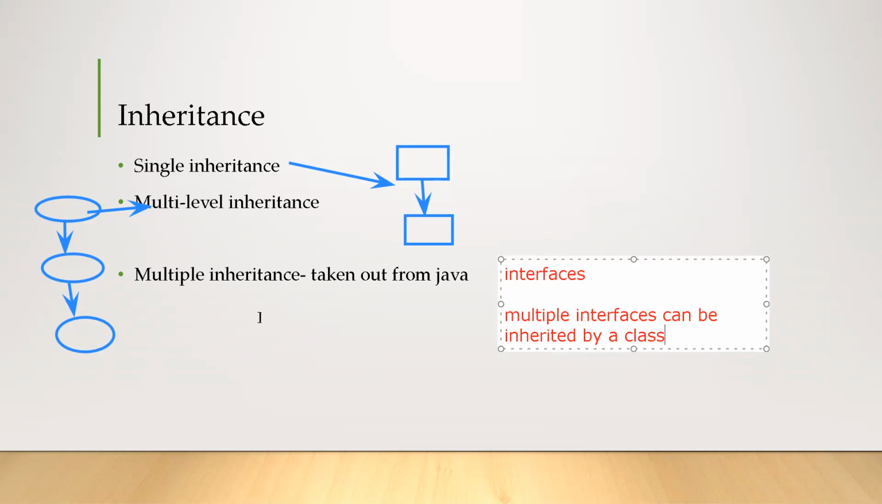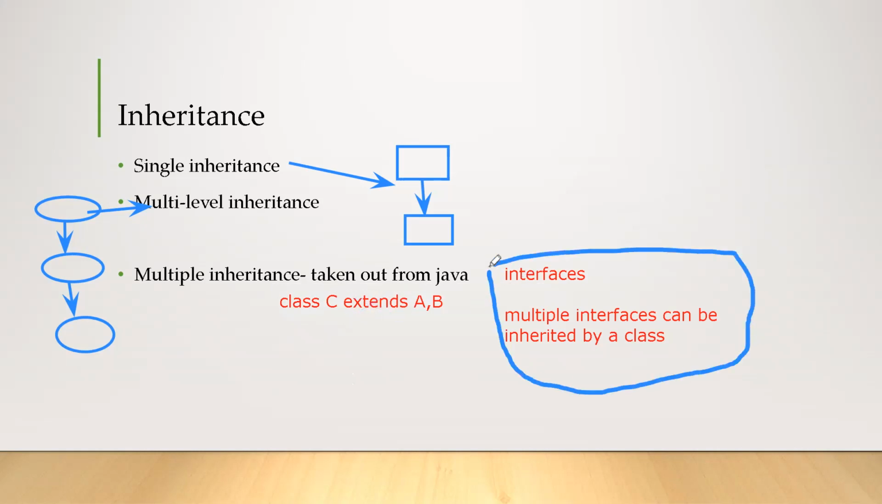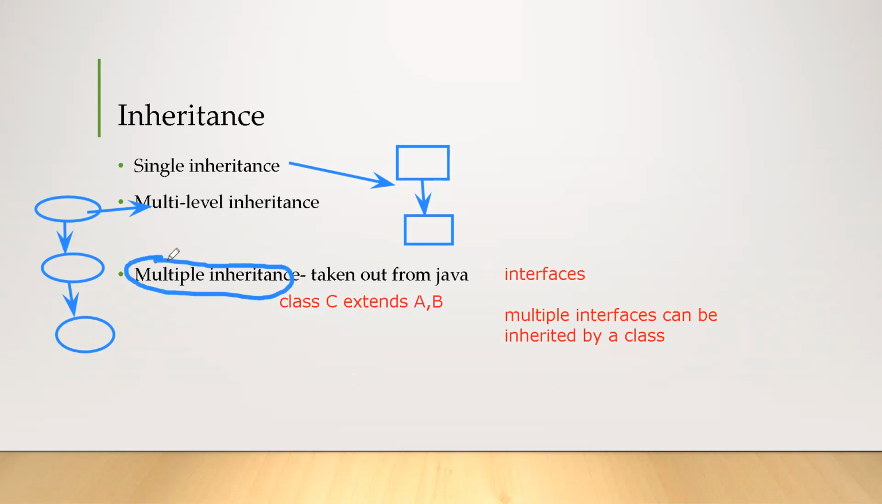So if I have to tell you that, say there's a class C extends A, B. This is totally not available in Java. This is totally wrong. This is totally taken out from Java. Whereas this is compensated by the multiple inheritance concept. This is achieved.